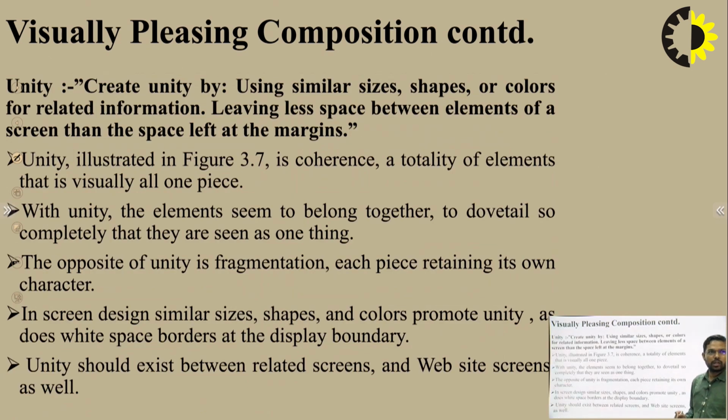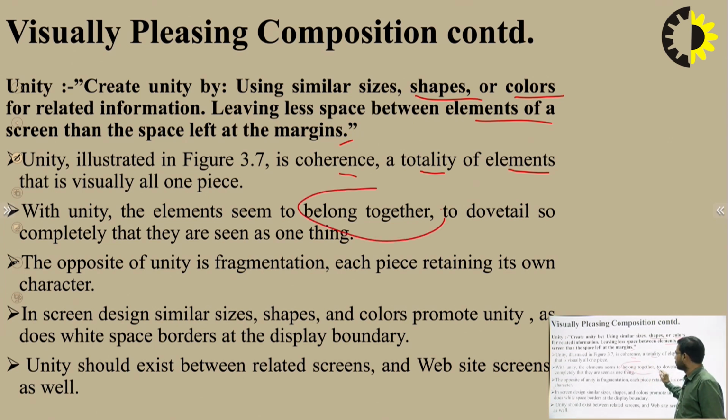Unity: create unity by using similar size, similar shape, and similar color for related information, leaving less space between the elements of a screen, that is, space left to the margin. Unity, illustrated in the next figure, is coherence, the totality of the elements, visually all one piece. With unity, the elements seem to belong together, without division, so completely they are seen as one thing. The opposite of unity is fragmentation, each piece retaining its own character.